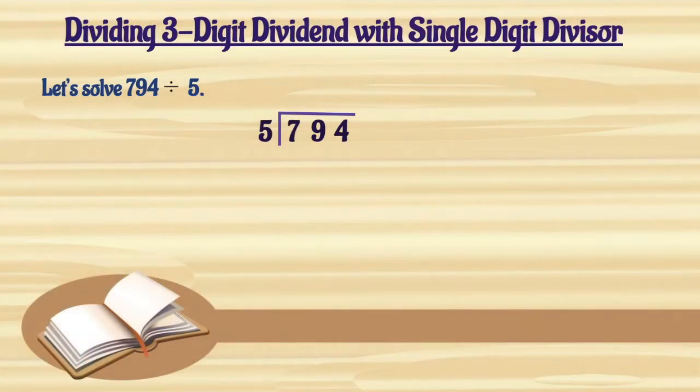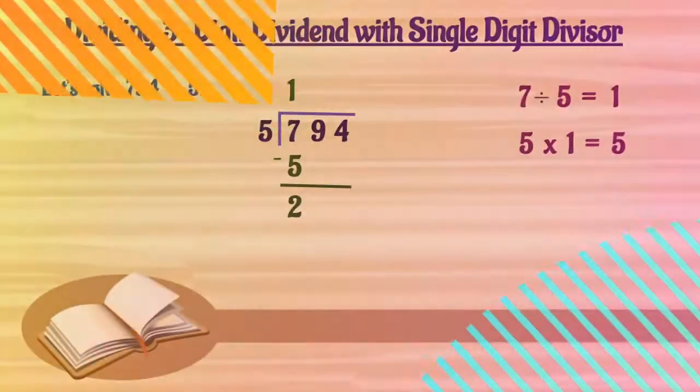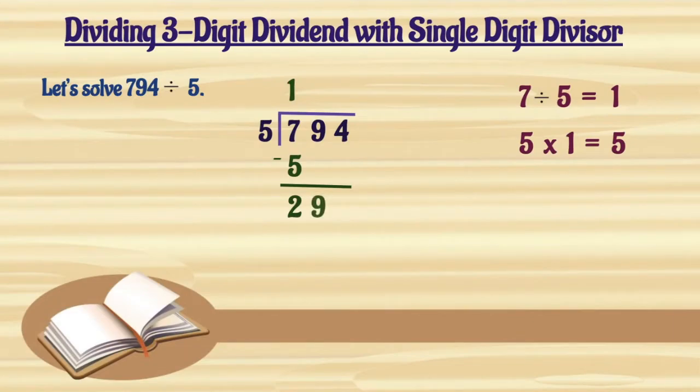For our next example, let's try to divide a 3-digit dividend with a single-digit divisor. Sounds challenging. Let's solve 794 divided by 5. Let's start with 7 divided by 5. The answer is 1. Then, we multiply 1 and 5. That would give us 5. Right. We need to subtract 5 from 7. 7 minus 5 is equal to 2. Let's now bring down 9.